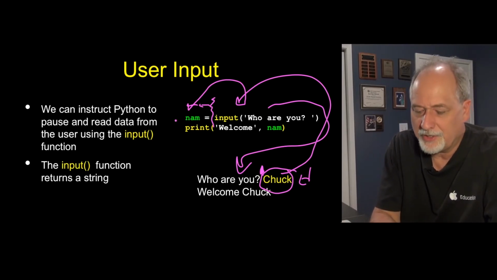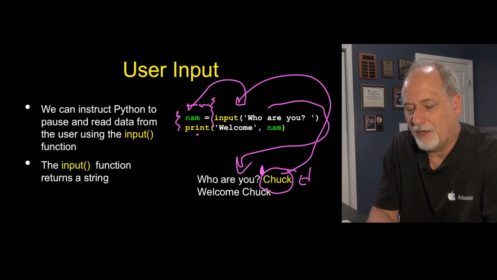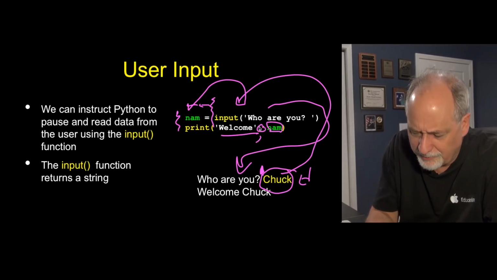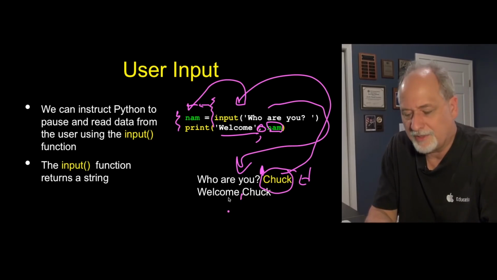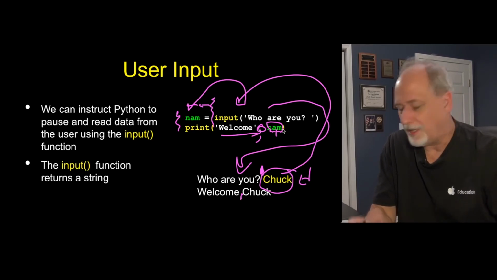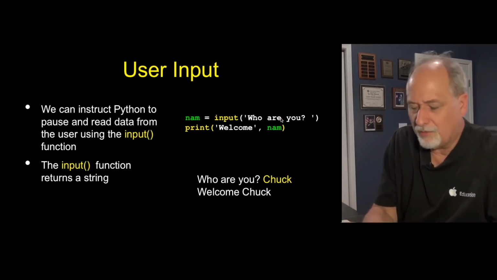Now then we go sequentially to the next line. It prints out welcome, comma, contents of the variable nam. Now this comma here actually does put the space in automatically, so it says welcome space Chuck. There's no space in Chuck, just the Chuck. And so print can take more than one thing separated by commas. As a matter of fact, print can have a whole bunch.